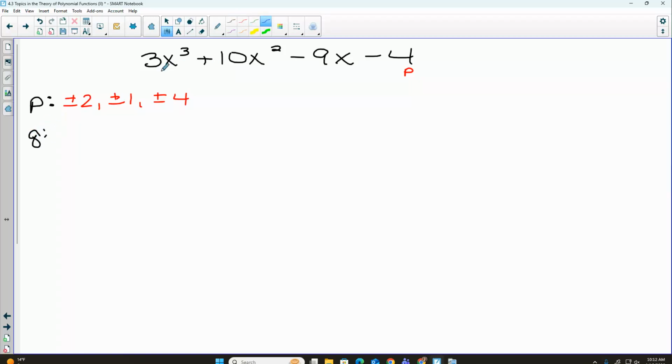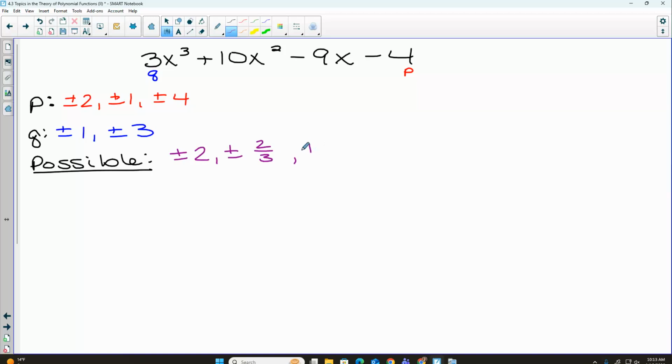Q, we look at the leading coefficient, what's everything that goes into 3? Plus or minus 1, plus or minus 3. Possible zeros, P over Q. So 2 over 1 is 2, plus or minus 2/3. 1 over 1, so plus or minus 1, 1 over 3. 4 over 1, plus or minus 4, 4 over 3.